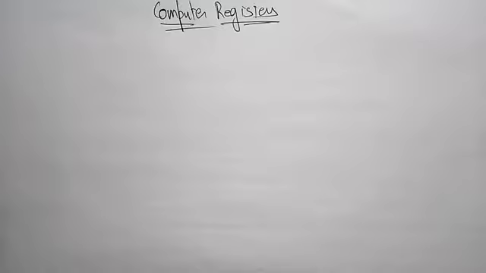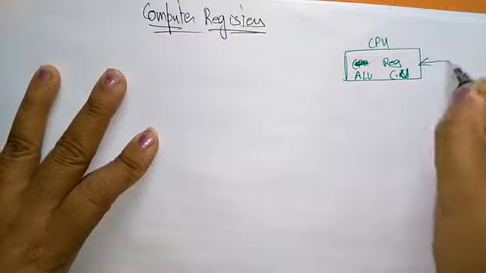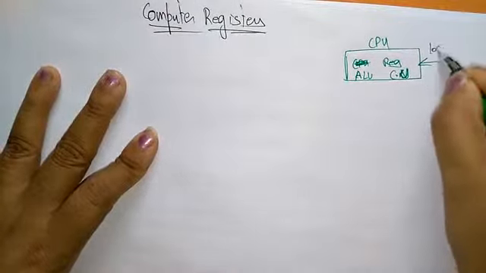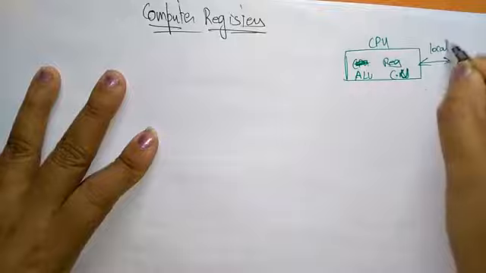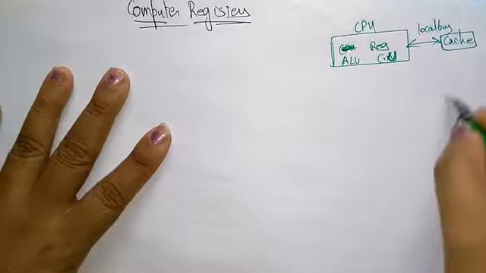So here the CPU is there, the central processing unit. In it you have the registers. Suppose the CPU consists of registers, the arithmetic logic unit and the control unit. These are the three components present in the CPU. By using the local bus, a cache will be connected.